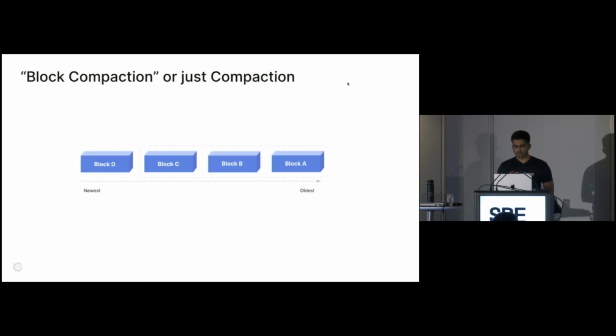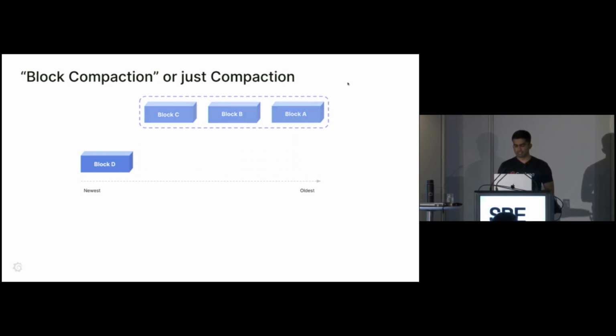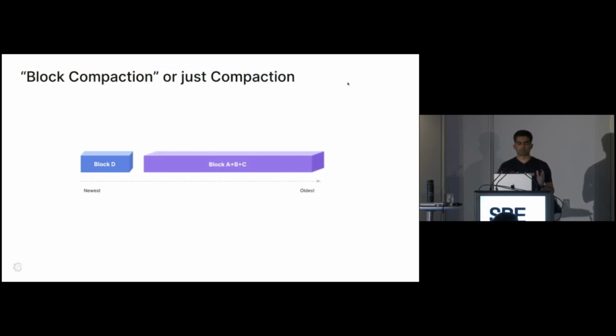In Prometheus we group 3 blocks together at a time. We take the oldest 3 blocks and replace them. We merge the index and all the data of the 3 blocks, remove all the old blocks, and replace them with the new block. This is an atomic operation. So the TSDB only sees either those 3 blocks or this one block.